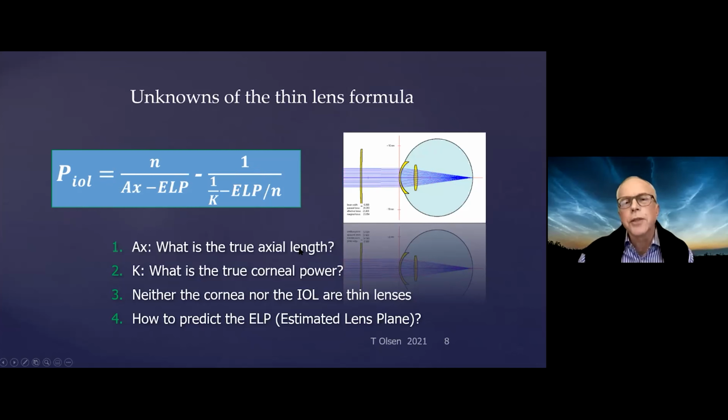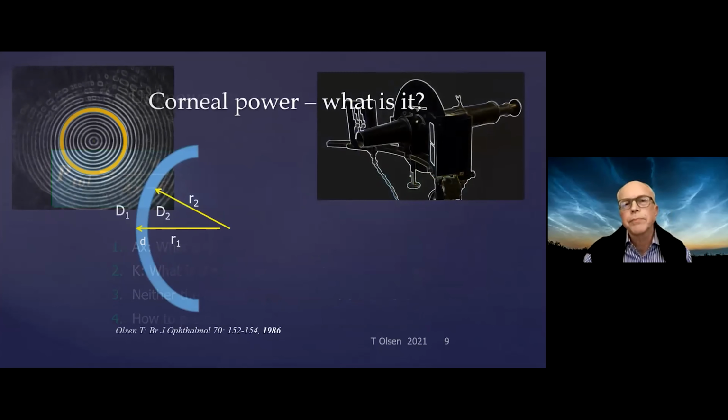What is the true axial length? That was the problem in the old days when we did ultrasound. I think it's less a problem today because optical biometry is so accurate. But we're still left with the question, what is the true corneal power? And neither the cornea nor the IOL are thin lenses, so the optics will break down unless we apply more sophisticated thick lens theory. And finally, how can we predict the ELP? That's a very good question.